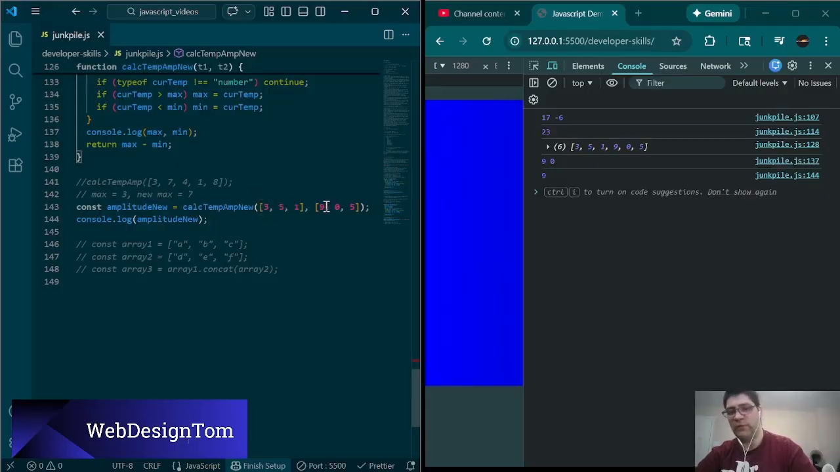We had 351, 905. Interesting, I didn't notice we did 5 twice. And then console.log the amplitude new. And okay, it gave us the new array. So you see how it's two separate arrays, and then it just merged it into one. We concatenated that. And then it gave us the highest and the lowest, which is 9 and 0. And then we subtracted 0 from 9, and obviously it's still 9.